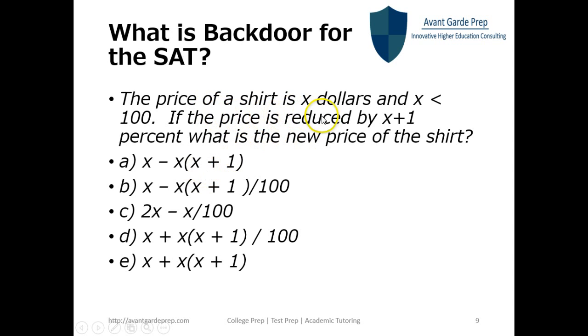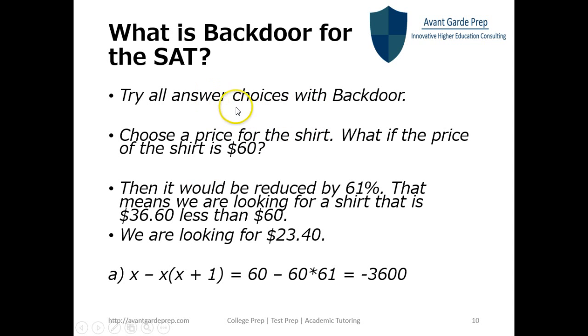What's a price that you've paid for a shirt recently? Okay, I chose $60. So choose a price for the shirt. What if the price of the shirt is 60? Then it would be reduced by 61%, and that means that we're looking for a shirt that's $36.60 less than $60, because 61% of 60 is 36.6.